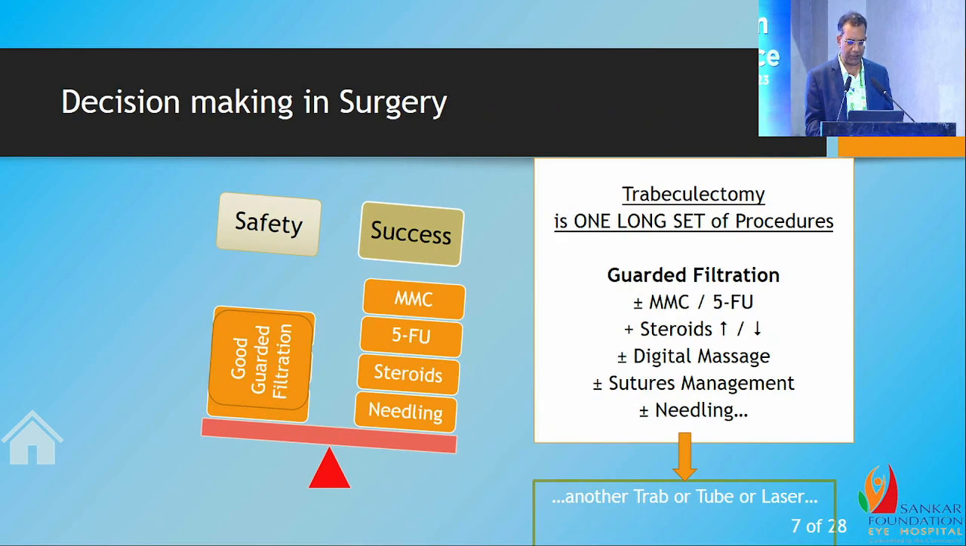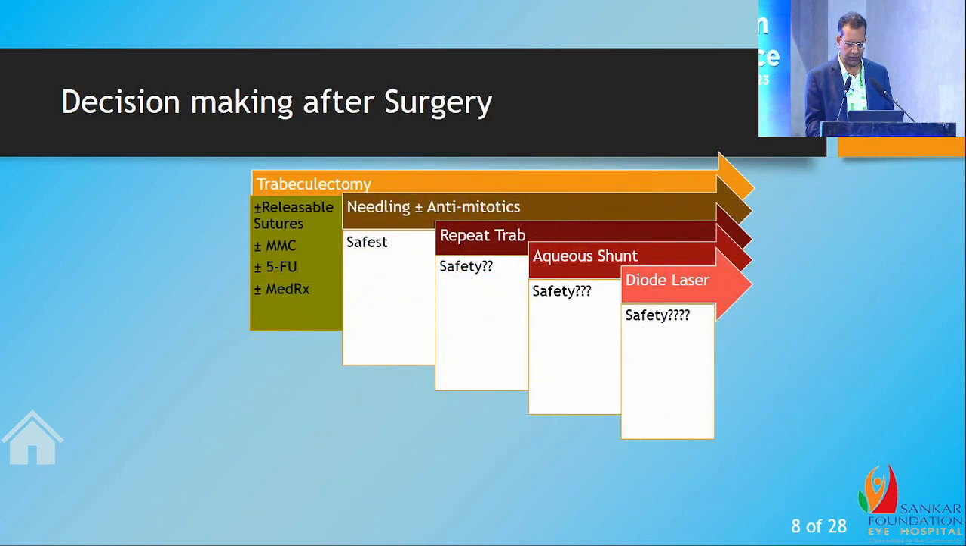We will also be discussing that the guarded filtration procedure is good from the point of view of safety, but for success to improve, we may be using mitomycin, 5-fluorouracil, and steroids for a longer duration, and needling. So this is another depiction of the same thing. Before going for a repeat trabeculectomy or a revision of the trabeculectomy, we have needling and antimitotics.